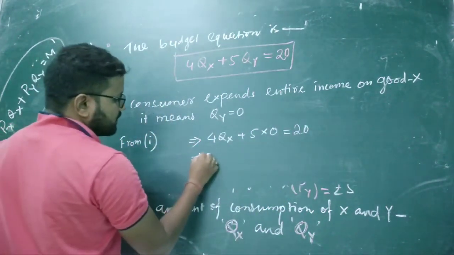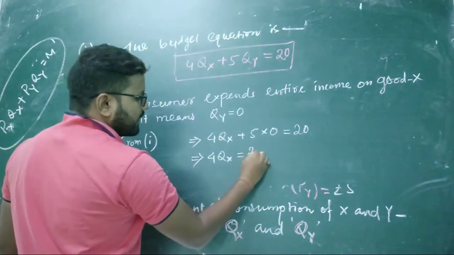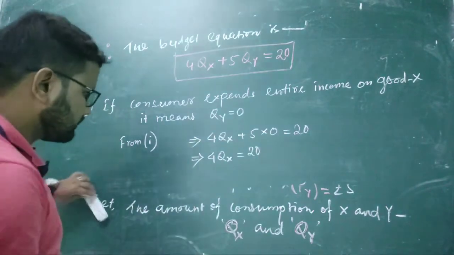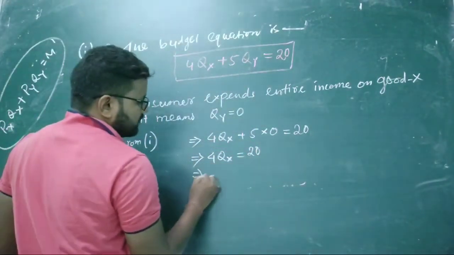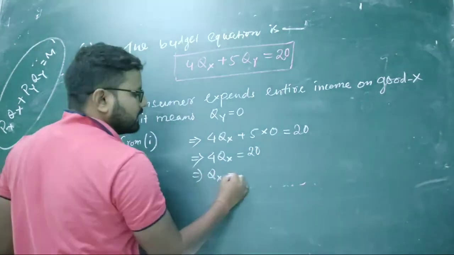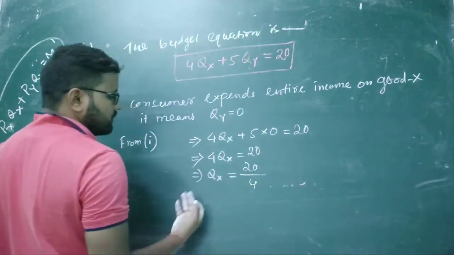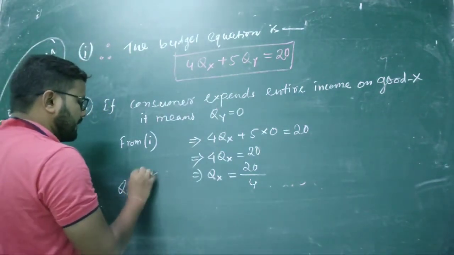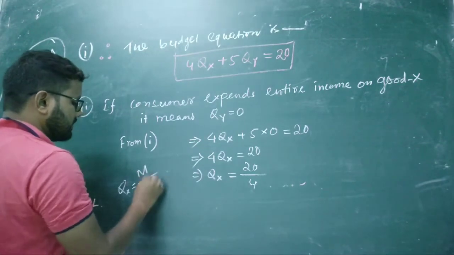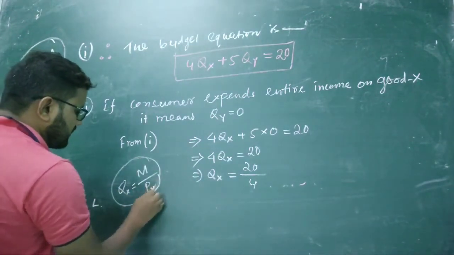It means 4QX is equal to 20. Now QX is equal to 20 divided by 4. As we know, quantity of X is equal to M divided by price of X. So this is the hint for this maths, right?